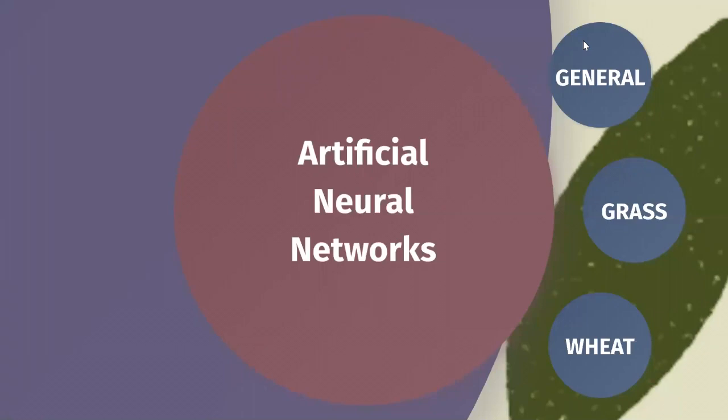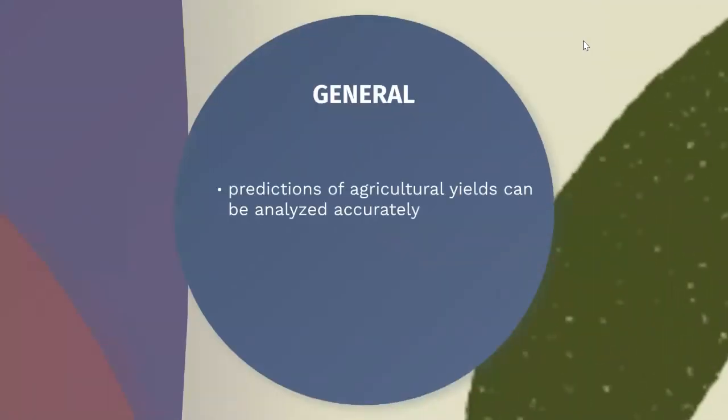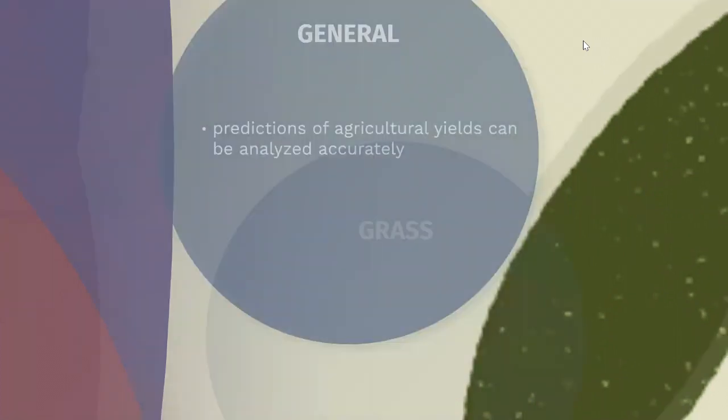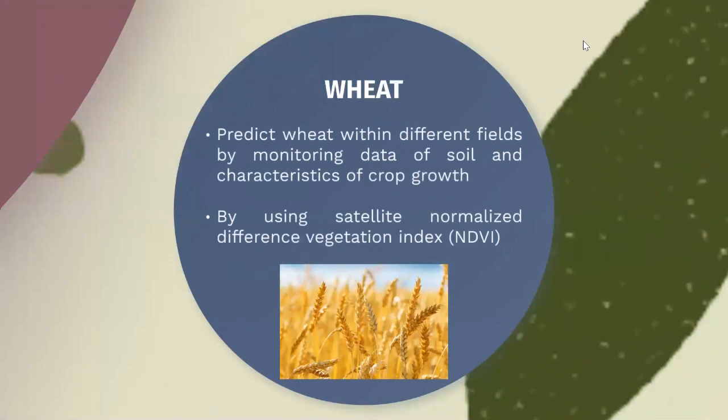Next one is artificial neural networks. In general, predictions of agricultural use can be analyzed accurately by using this model. Biomass of grass and can also be estimated by using this model. This can be done by observing indices of vegetation and respective bands and near infrared. This model can be used to predict weight within different fields by monitoring data of soil and characteristics of growth. This can be done by using satellite normalized difference vegetation index (NDVI).